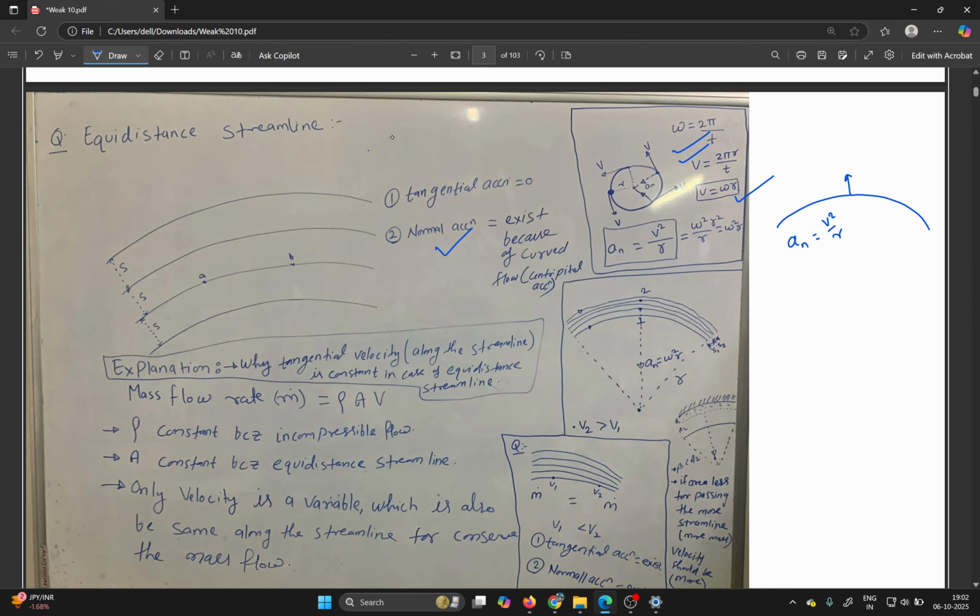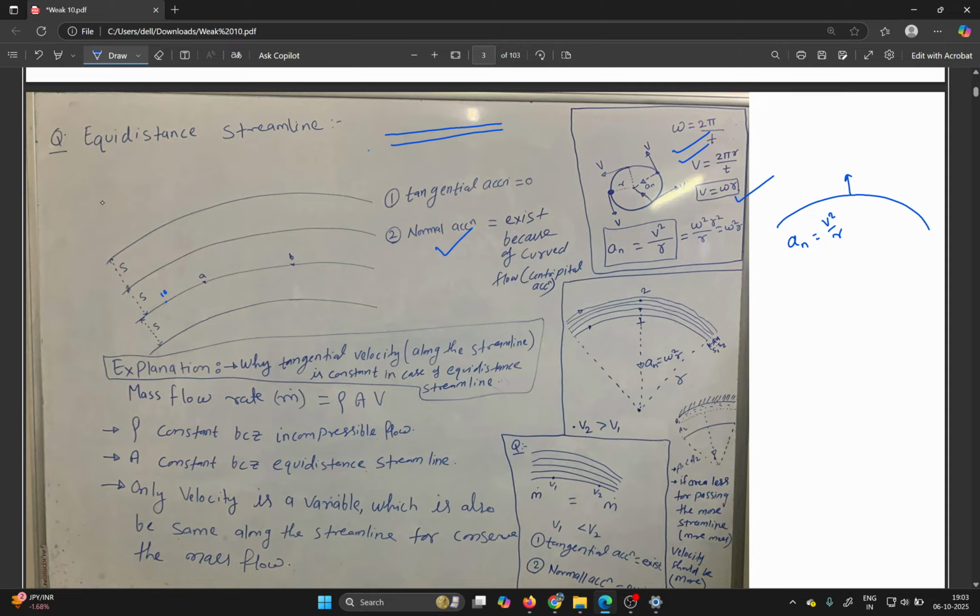If the streamline is straight, there is no normal acceleration because there is no curvature in the flow. But if you have curvature in the flow, then the normal acceleration will exist. But what about the tangential acceleration? The tangential acceleration is nothing but the acceleration along the streamline. Remember please, the acceleration along the streamline. Let us suppose here is 10 units, and here is 11 units. Then you have some acceleration along the streamline, the tangential acceleration.